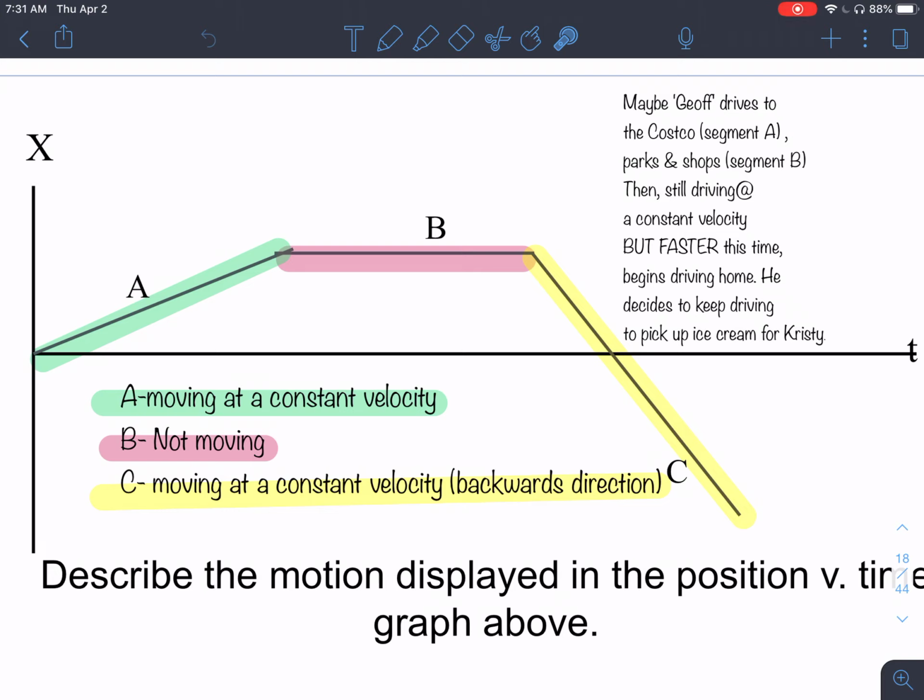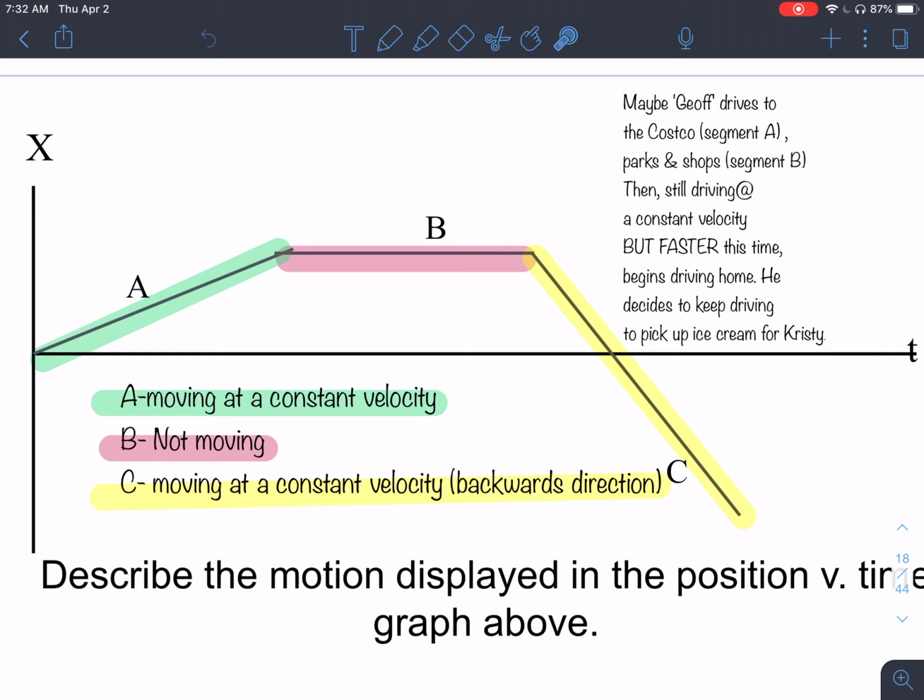All right, so I highlighted in different colors here what the graph is actually telling you, and then I came up with a little story on the right of something that could have been happening that tracked this. So maybe Jeff drives to Costco along line segment A. This is the point where he's parked and now he is shopping at Costco, so his car is not moving along line segment B. Then after he's done, he starts driving toward home a little bit faster. The reason I said faster this time is because this is a steeper slope than it was for A. So he's driving faster, but then he passes home and decides to go further past home to get ice cream for Christy. And unfortunately, this graph does not have him coming back home to deliver the ice cream to Christy.